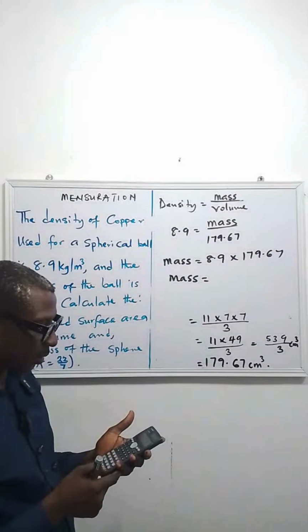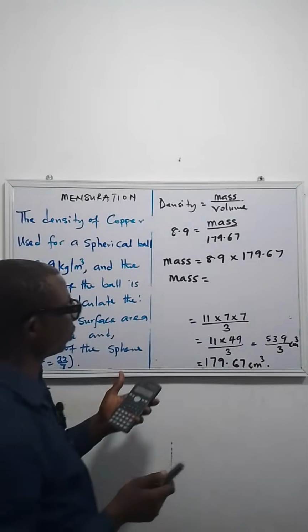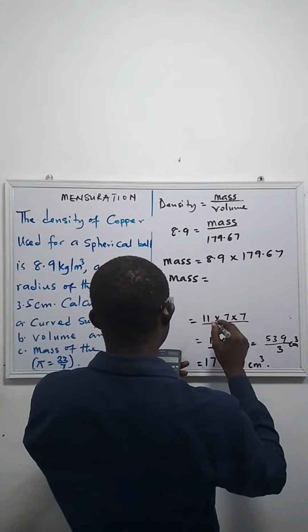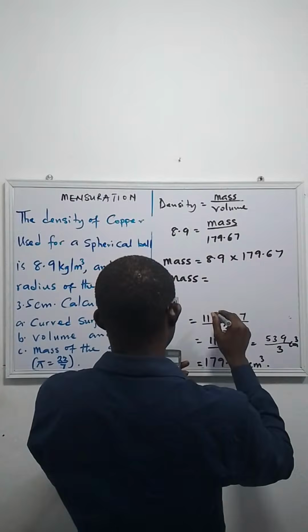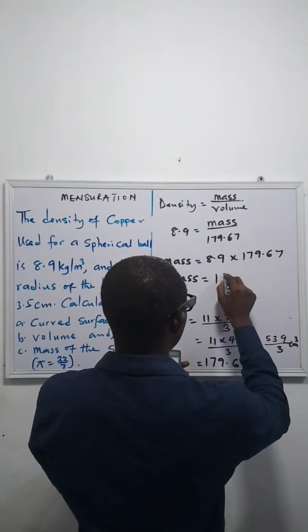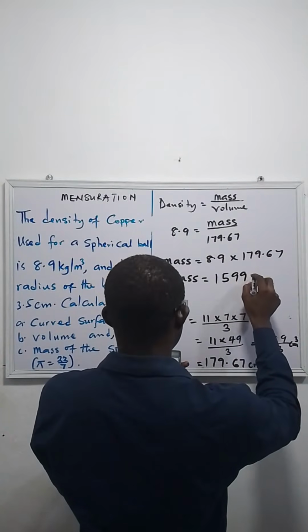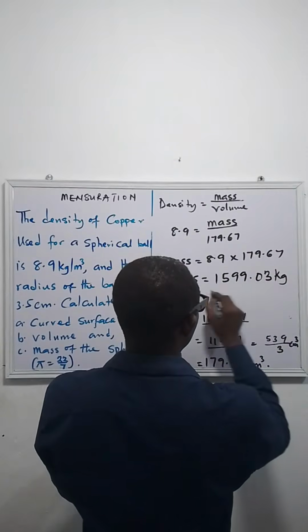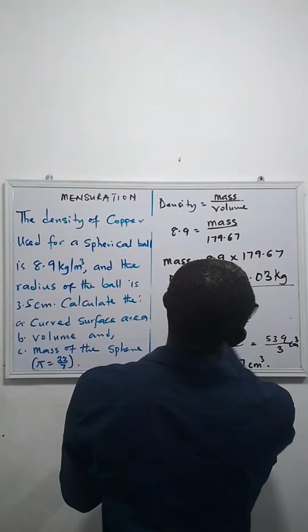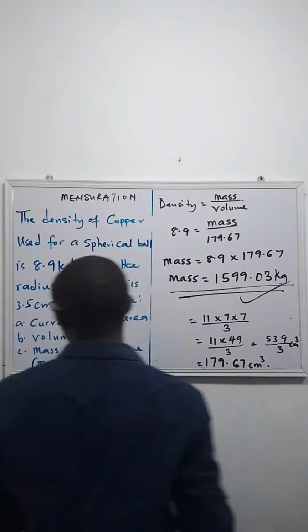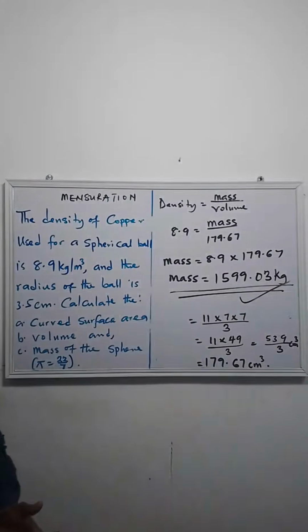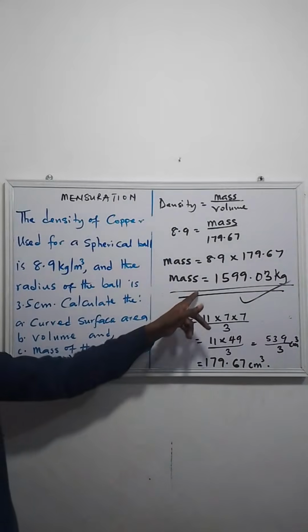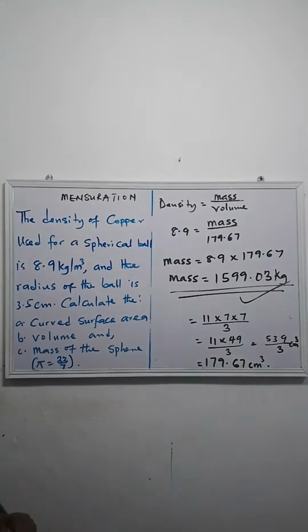You can compute that and drop your answer in the comment section. So what I have here is 1,599.03 kilograms. So that's what we have. So this is going to be the answer to the problem. All right. I hope you all understand that too. That's how to get the mass of the sphere.